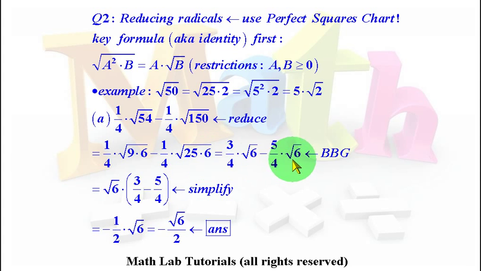Okay, then you can use a little bit of backward bin gathering over here. You don't really have to because it's so simple, but I do it anyway. Okay, the square root of 6 over here is common, so we can open up a root 6 bin and drop in a 3/4 and then drop in a minus 5/4. When you simplify this, you get 3 minus 5, which is negative 2. And then negative 2 over 4 is negative 1/2.